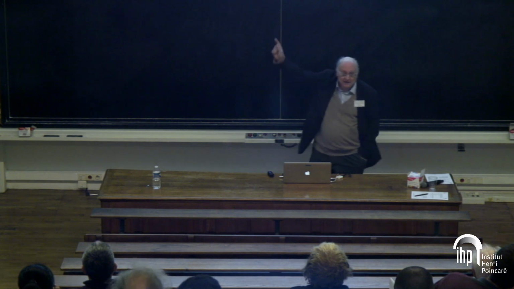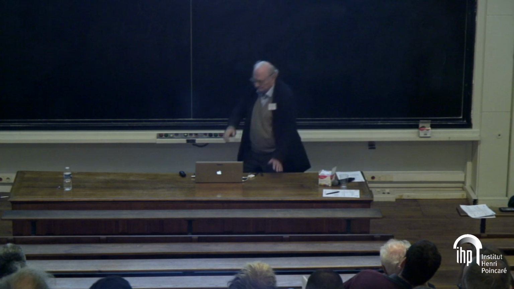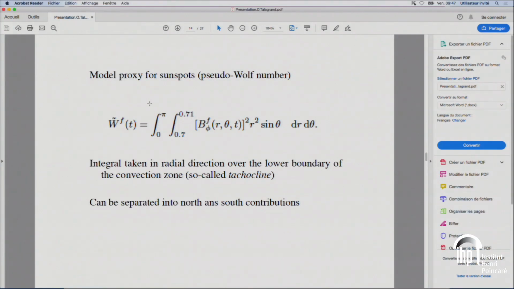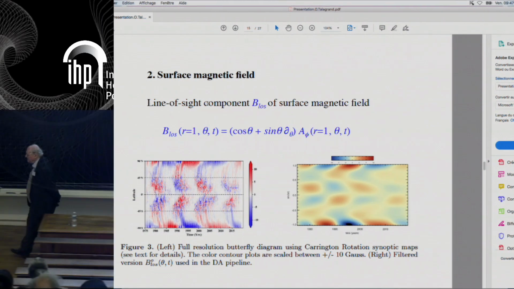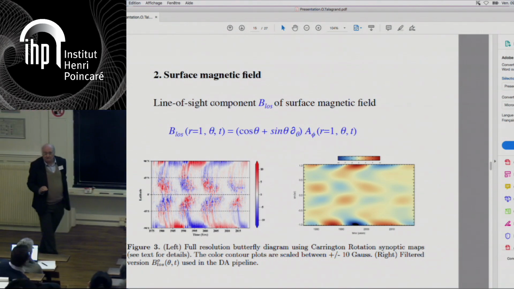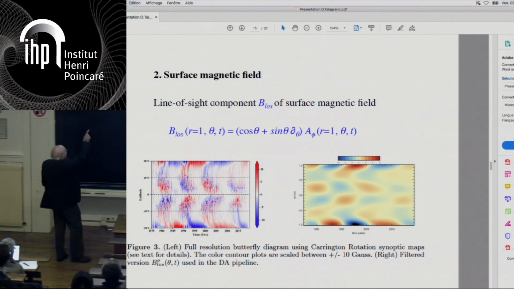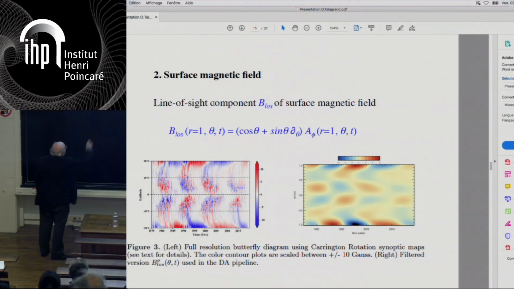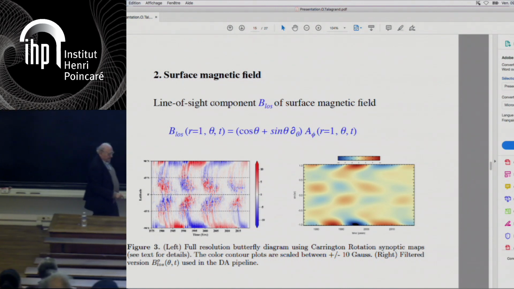Yes, the tachocline is at position 0.7 solar radius from the center of the sun. So the integral from 0.7 to 0.71. And then the second type of observations are observations of the line of sight, that is, of the magnetic field at the surface of the sun. And here on the left, you have observed values. Here is one which has been smoothed out. And the pattern is similar to the butterfly pattern I showed you about the solar spots.